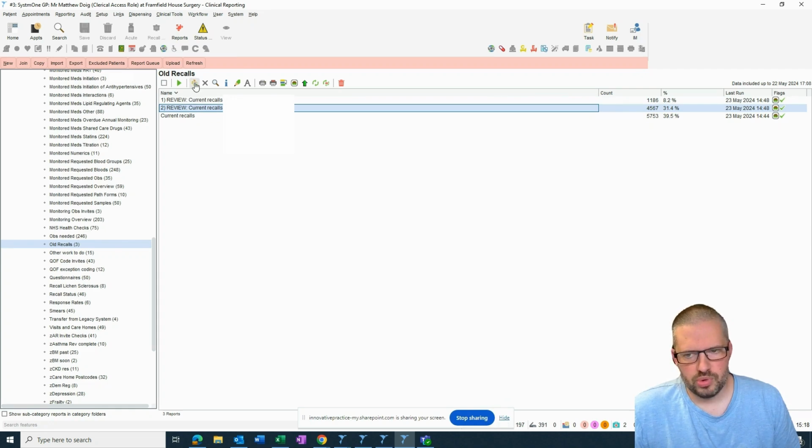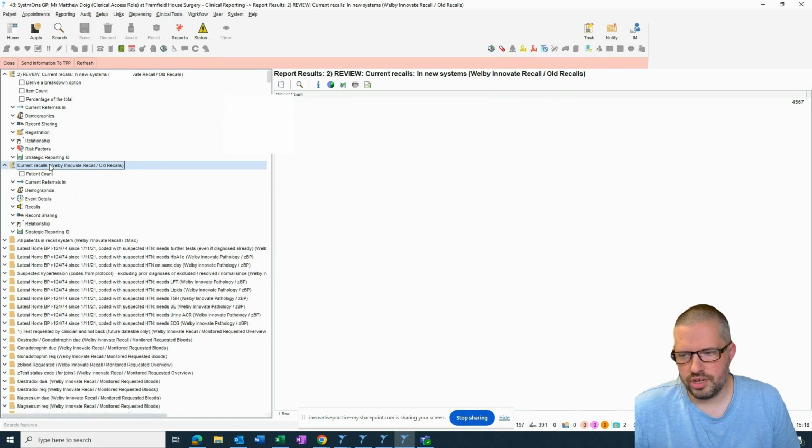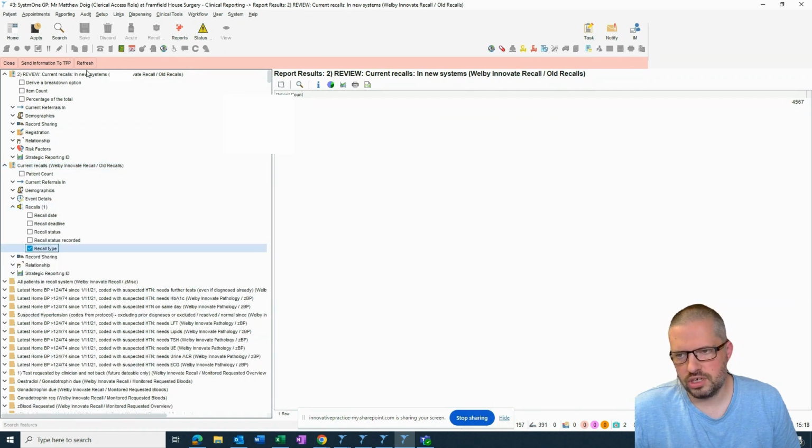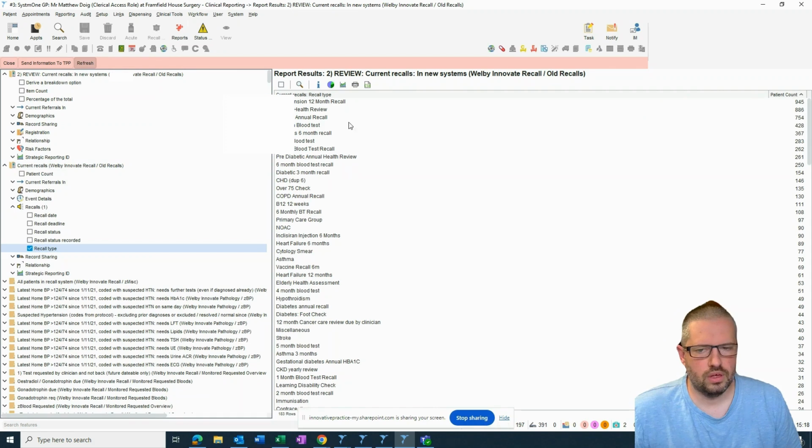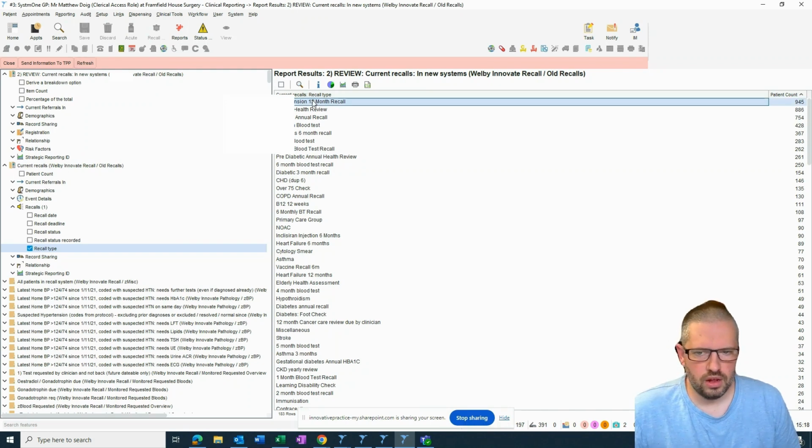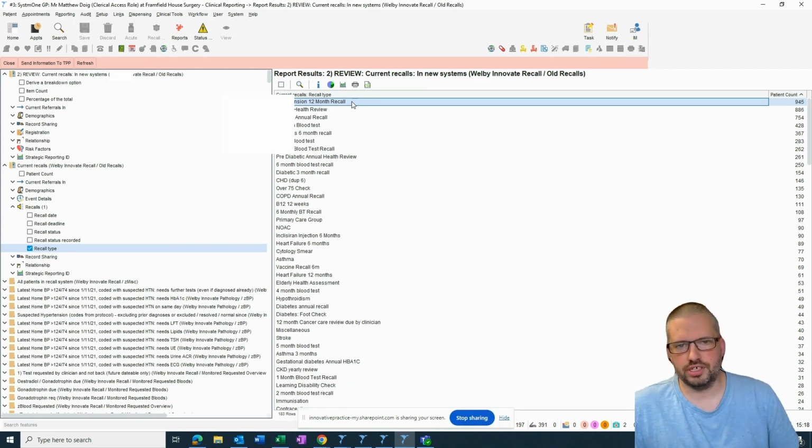Now, if I break this report down and come to recalls, and then recall type and refresh. I've also ordered it by patient numbers, so the most common ones appear at the top. Now, looking at that, for example, we know that hypertension 12-month recall is absolutely covered in the new system. If someone's got hypertension, they will have an annual review. So basically, those don't need any action. They don't need worrying about.